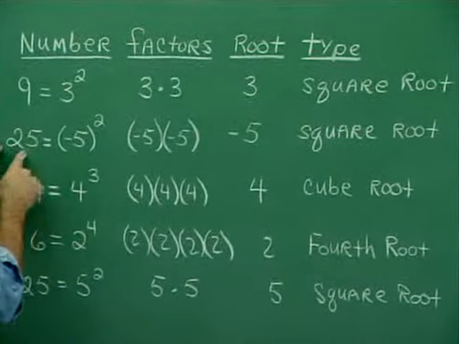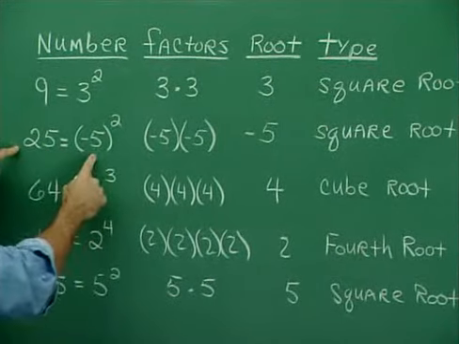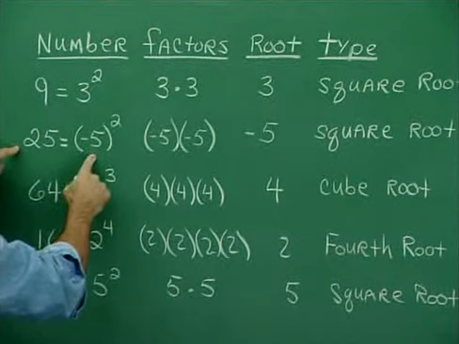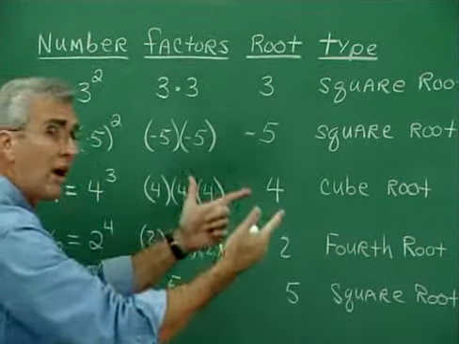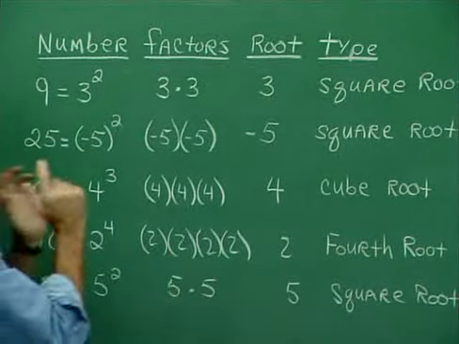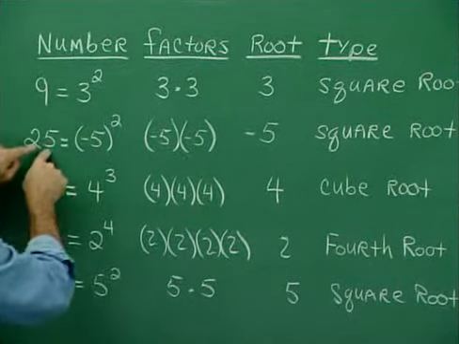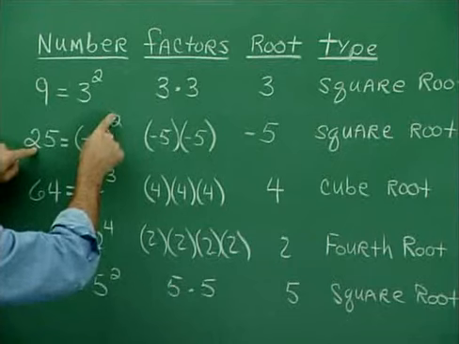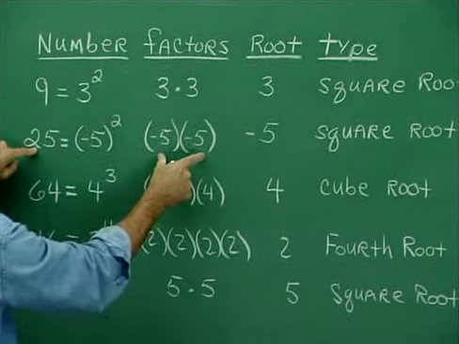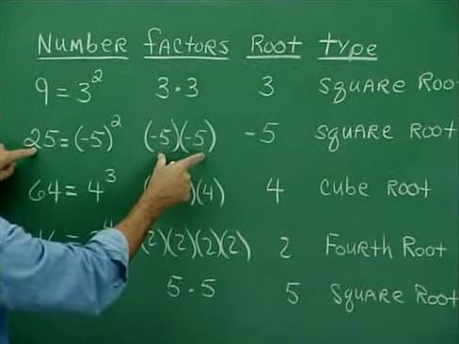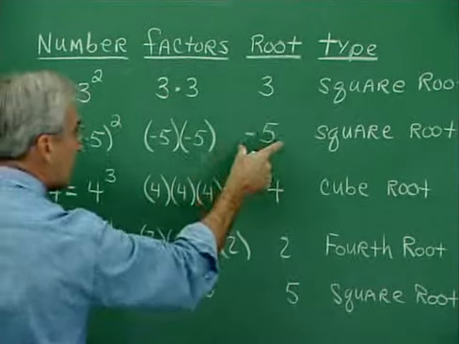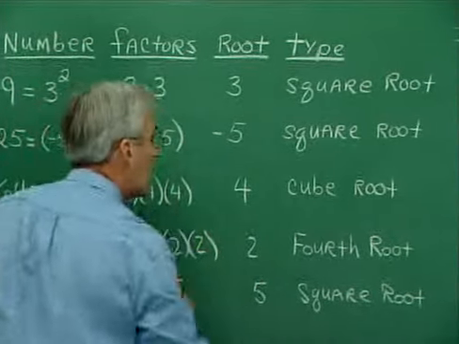Okay. 25 is negative 5 squared. I want to make sure we understand that a negative number can be a square root. Now, we'll talk about the radical and its implication in just a bit, but 25 is negative 5 squared like this. Negative 5 is used as 2 equal factors, you see, to give 25. Negative 5 is a root, and it is a square root.